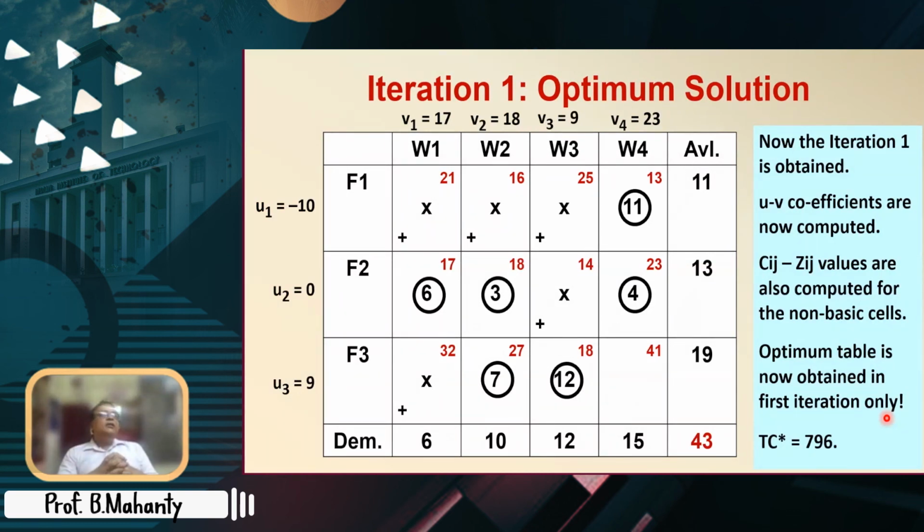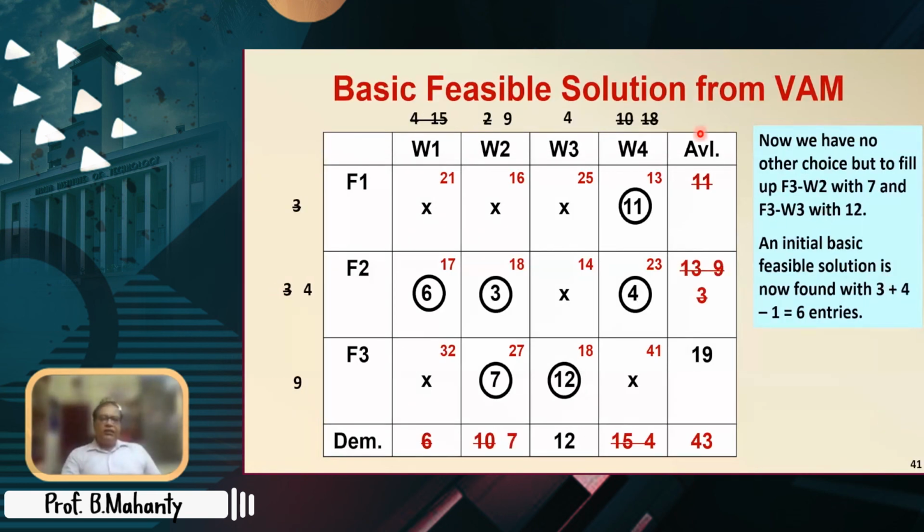So a question automatically arises: does Vogel's approximation method guarantee an optimal solution? What is your comment on that? That's a very good answer, that no. The answer is definitely no. Vogel's approximation method only gives us an initial basic feasible solution to begin with the problem. Incidentally, it has become optimal in this particular case. Now the question is, will it be optimal in all situations? The answer is no.